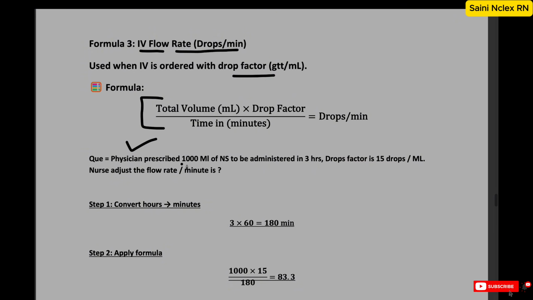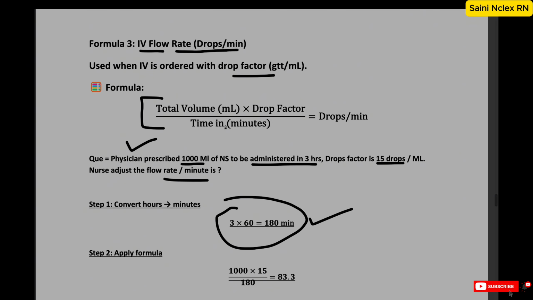A physician prescribed 1000 ml of normal saline to be administered in 3 hours. Our drop factor is 15 drops per ml. The nurse should adjust the flow rate per minute to what? So first of all guys, you have to convert hours into minutes. We have 3 hours in the question and you multiply by 60 and you have a total of 180 minutes, the time in minutes, and then apply the formula.